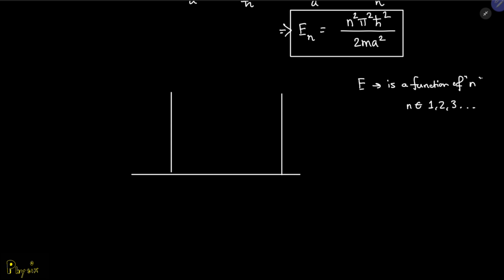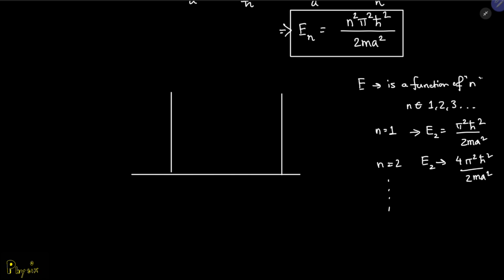Let's see what happens when we plug in n is equal to 1. Well, n is equal to 1 would give us a value of E is equal to pi squared h bar squared over 2ma squared, and then n is equal to 2 would give us something like 4 pi squared h bar squared over 2ma squared, and the values will go on.